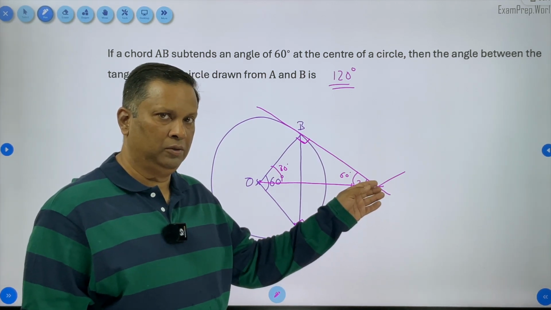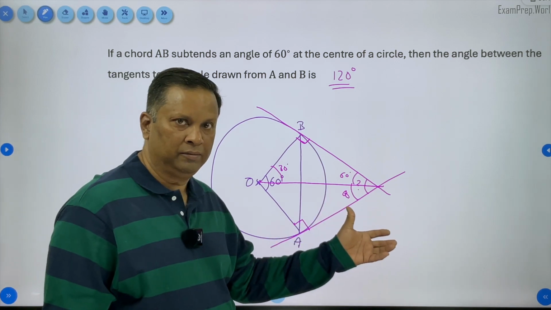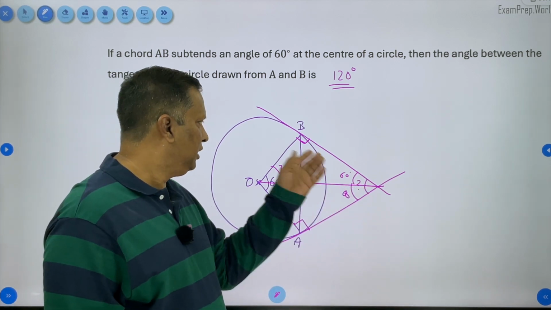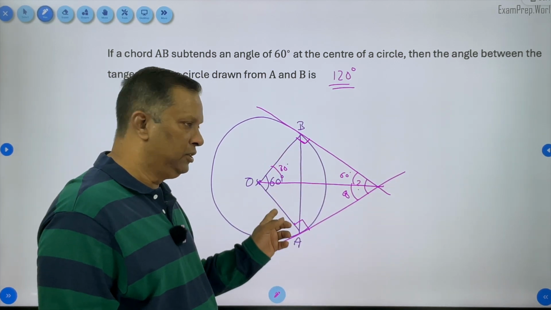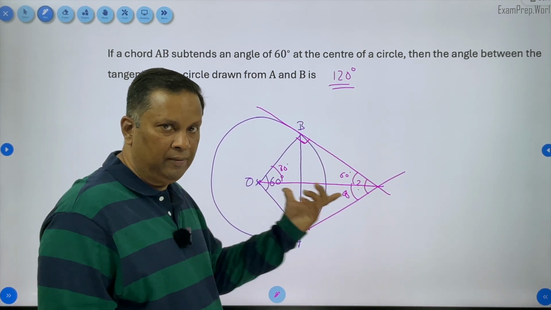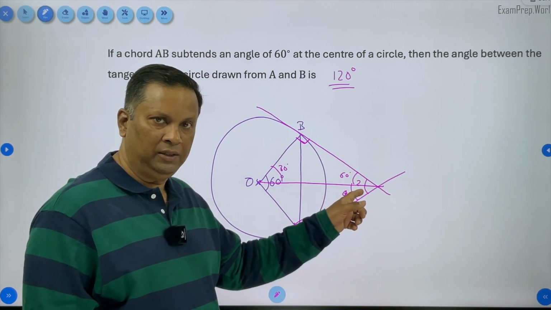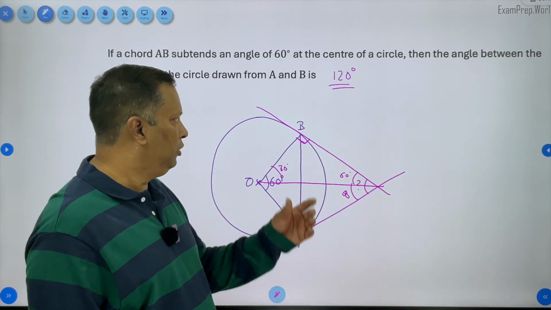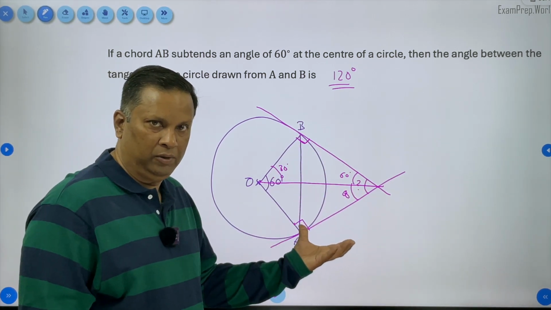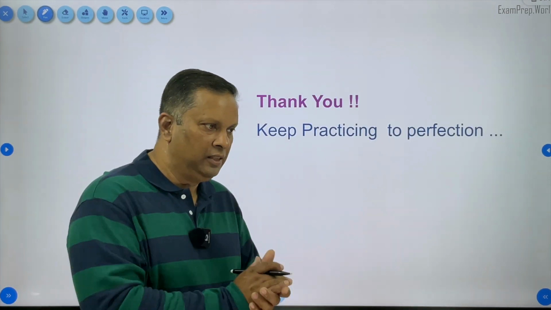One shortcut I will tell you in such questions: this angle plus this angle will be 180. So if you are writing SAT or some other exam, you can use this trick. The angle made by the tangents and the angle made by the radii, when they are meeting, the sum will be 180. See, this was 60, so this is 120, isn't it? That is a shortcut. But in your exam, you will have to prove in this fashion. Okay. So with this, I end this type of question.